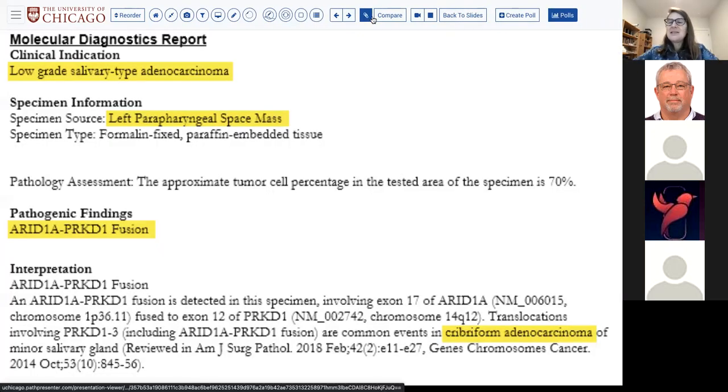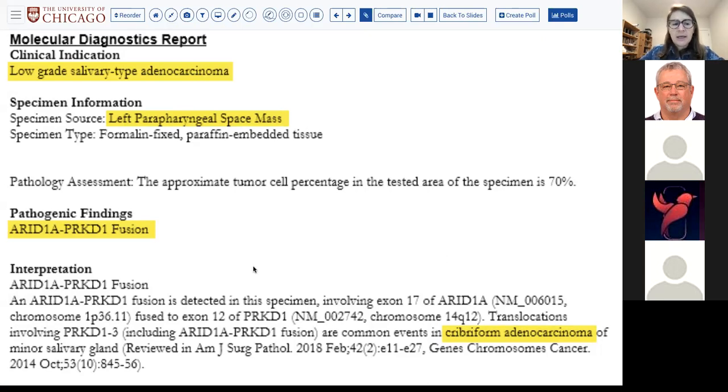All right, so we like to do next-gen sequencing on a lot of our tumors because we think it's interesting, and in this case, at least, it is very helpful diagnostically. This had an ARID1A-PRKD1 fusion. PRKD is fused specifically in the quote-unquote cribriform variant of polymorphous adenocarcinoma. PRKD1 is mutated in the conventional palatal polymorphous low-grade adenocarcinoma. So this is probably a spectrum of PRKD1-related neoplasms, in which the conventional polymorphous is mutated. The cribriform variant is fused.